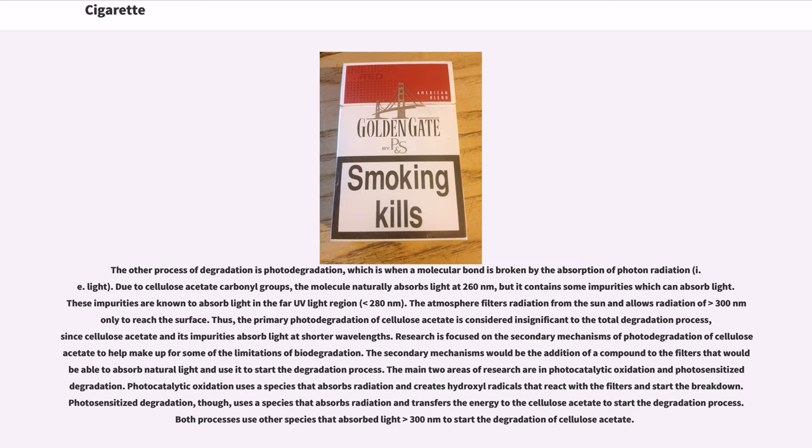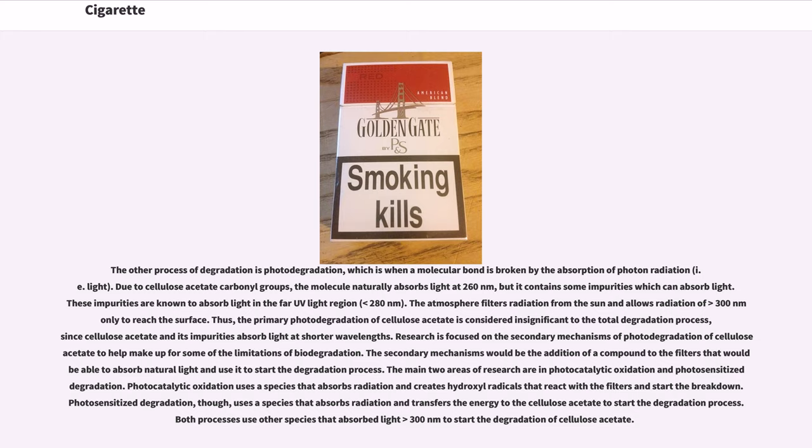The other process of degradation is photodegradation, which is when a molecular bond is broken by the absorption of photon radiation. Due to cellulose acetate carbonyl groups, the molecule naturally absorbs light at 260 nanometers, but it contains some impurities which can absorb light. These impurities are known to absorb light in the far UV light region. The atmosphere filters radiation from the sun and allows radiation of greater than 300 nanometers to reach the surface. Thus, the primary photodegradation of cellulose acetate is considered insignificant to the total degradation process, since cellulose acetate and its impurities absorb light at shorter wavelengths.